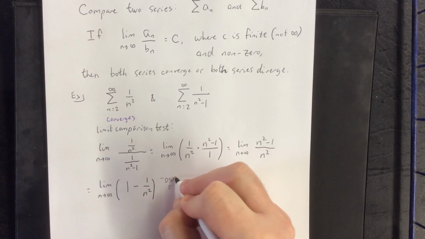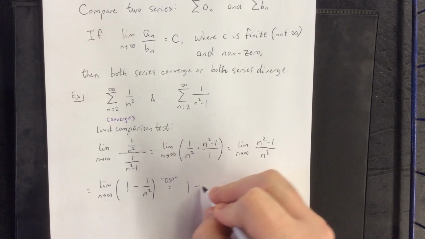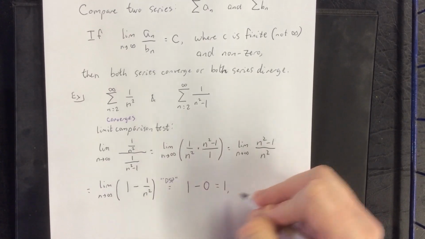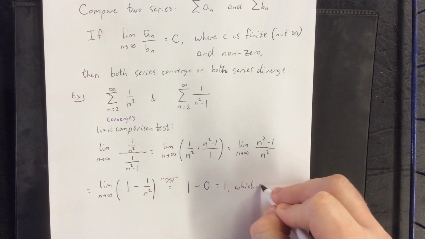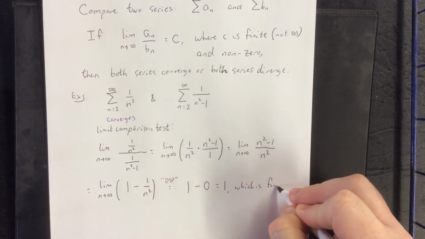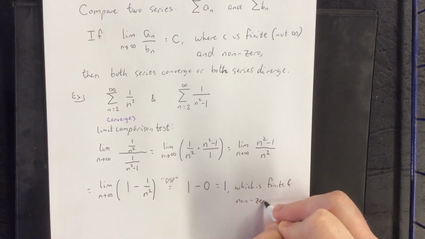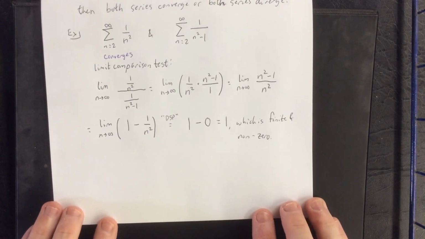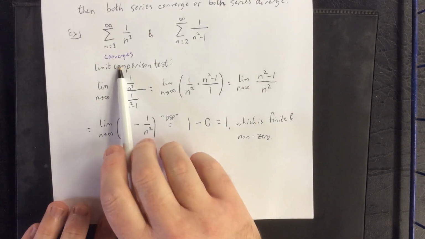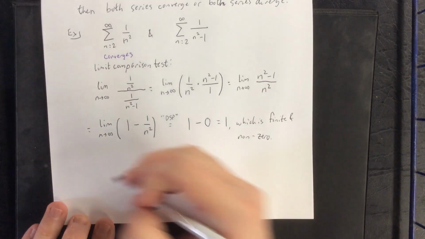Now, we can't really plug in infinity, but if we allow n to go to infinity, then 1 over n squared will go to 0. The result that we get is 1, which is finite and non-zero. As soon as you get that the limit is finite and non-zero, you are able to draw a conclusion. Because the series that we compared it to converges, this one will converge as well.